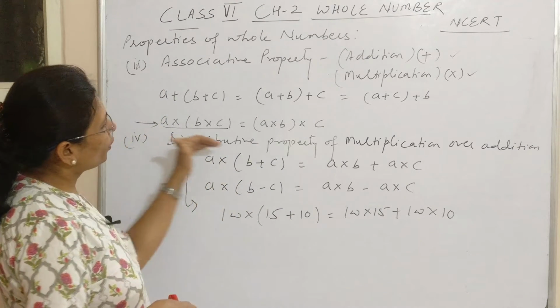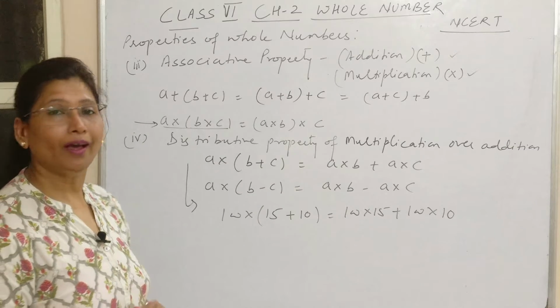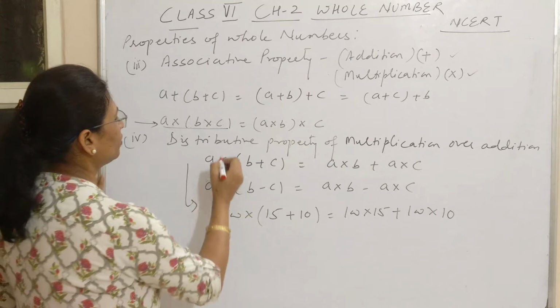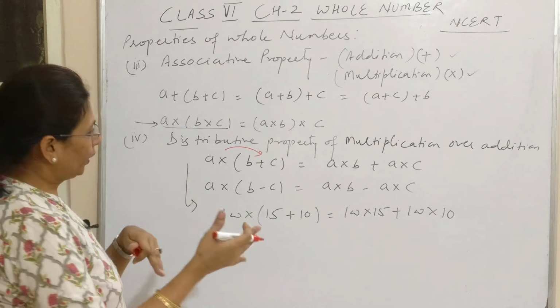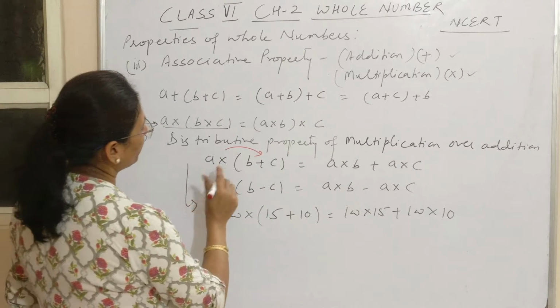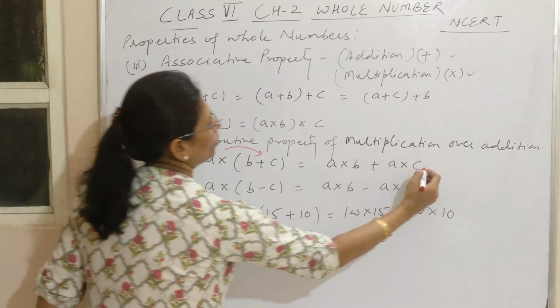Moving to next is the distributive property of multiplication over addition. I always tell my students here, this is multiplication and multiplication is distributed over addition. So when we open the bracket, this becomes a into b plus a into c.